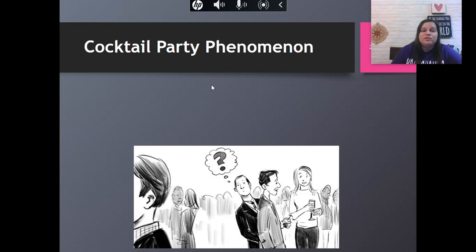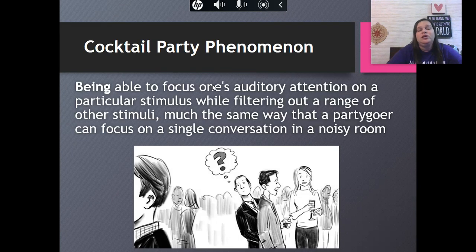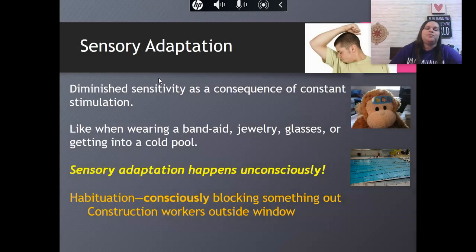A specific example of this is called the cocktail party phenomenon. Cocktail party phenomenon is the idea that you can filter out a pretty wide range of other stimuli just so you can focus on one conversation. The way somebody could at a party or maybe in the cafeteria, where there's a lot of conversations going on, and you can tune out the one at your table to hear the conversation that's going on at the next table. That's a specific type of selective attention.